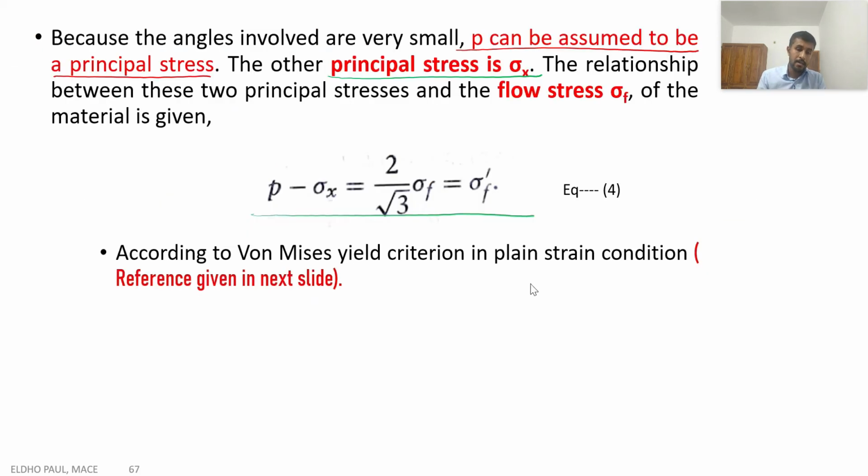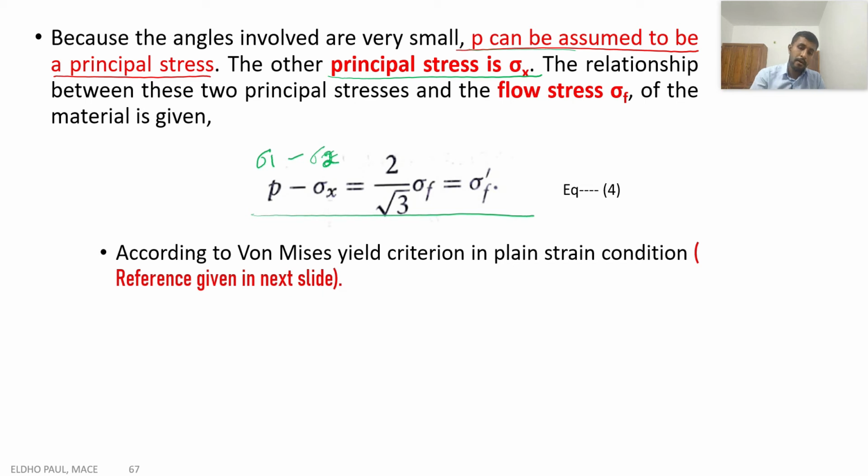So here sigma 1 is equal to P. We already assume P is a principal stress value, and sigma is another principal stress value. Sigma 2, instead of sigma 2 we give sigma x. So sigma 1 minus sigma 2, instead of that we can give P minus sigma x. And here 2 by root 3 sigma f is equal to sigma dash f. So this is the application of the von Mises criteria in a plane strain rolling condition.